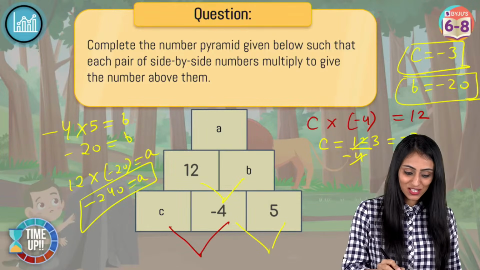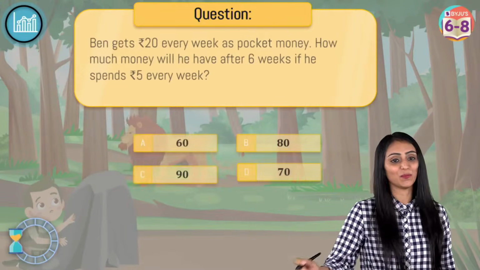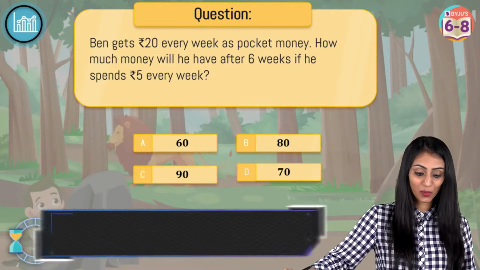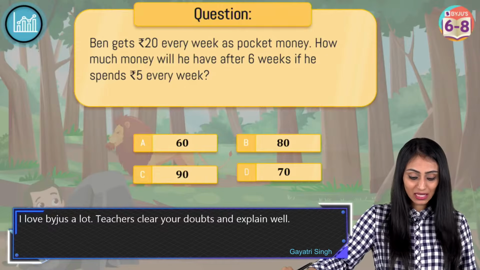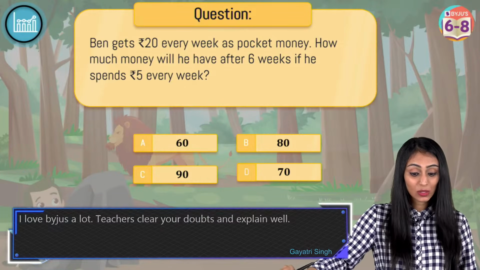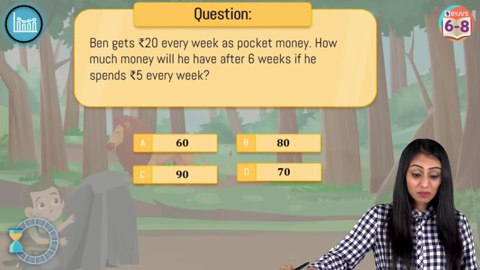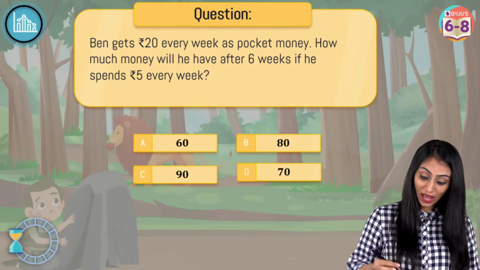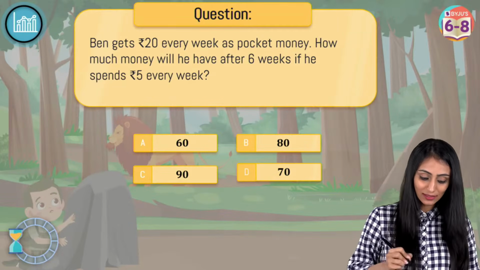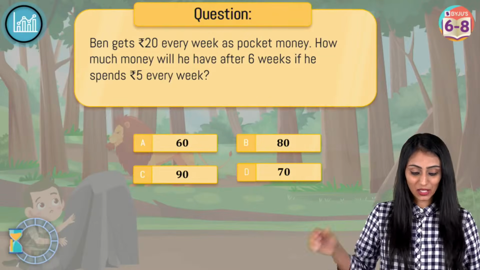Awesome. Let's move ahead, let's take a look at the next question now. So you will be answering this question on your own. So Ben gets rupees 20 every week as pocket money. How much money will he have after 6 weeks if he spends rupees 5 every week? So you have 30 seconds for this question. Starting the timer now.